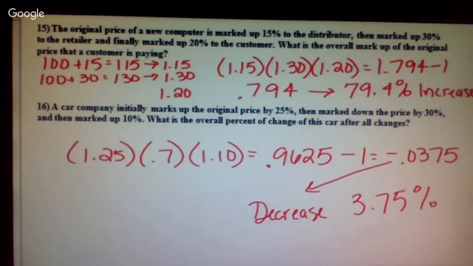So yeah, you think you're getting a big deal when they mark it down by 30%, but they've marked it up twice. So technically you're only getting 3.75% of the original price off, which is where they catch you. Whole whopping like $2.